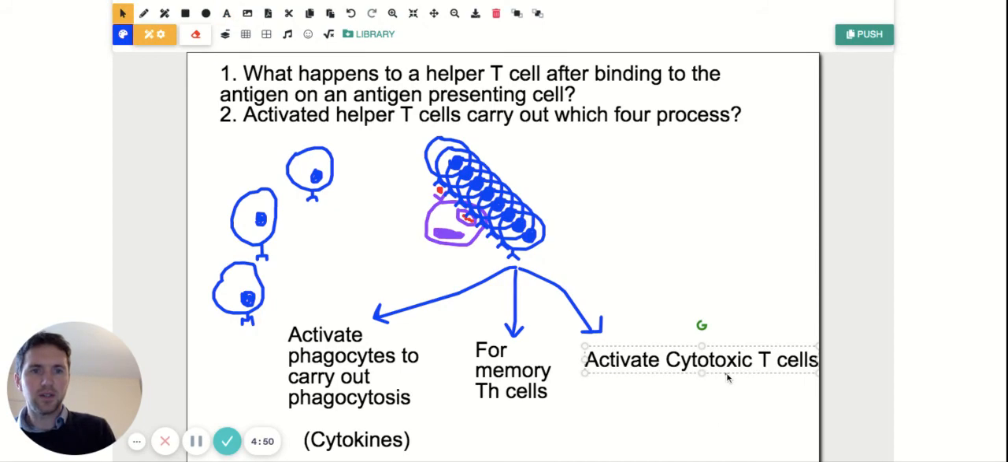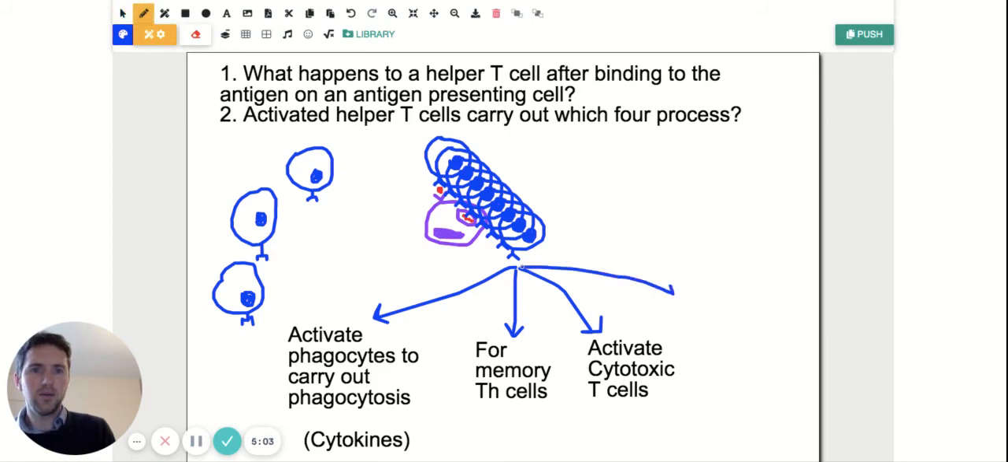they activate the other cells involved in cellular immunity, which are cytotoxic T cells. We'll talk about those in the next video. The final thing they do is activate B cells. So there's the connection between cellular immunity and humoral immunity. Remember, B cells are involved in humoral immunity and release antibodies, and we'll talk about those in another video.